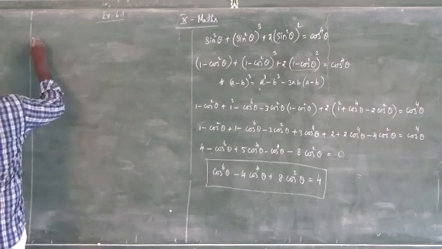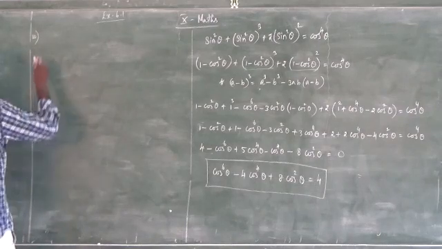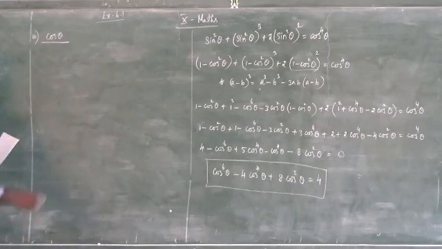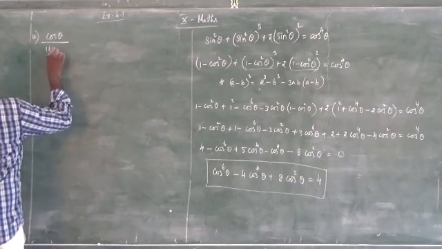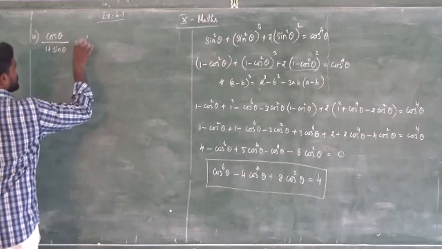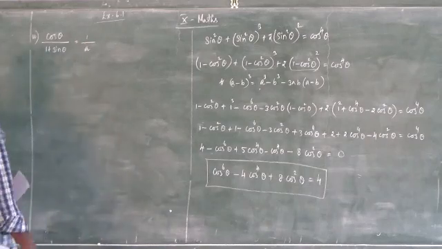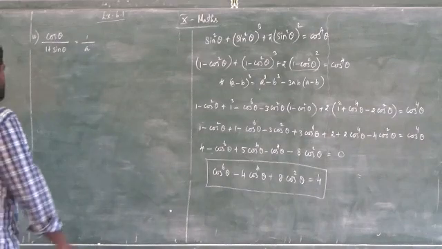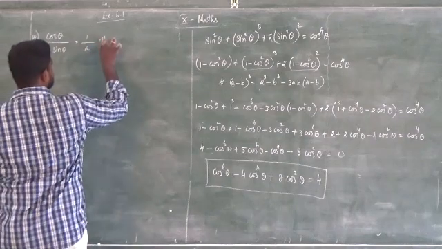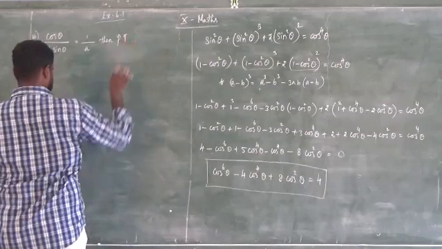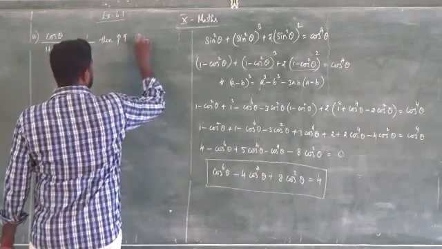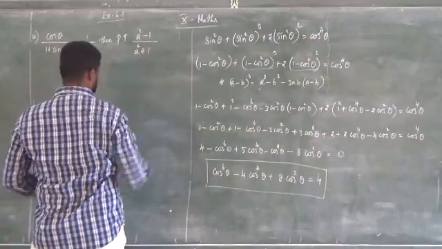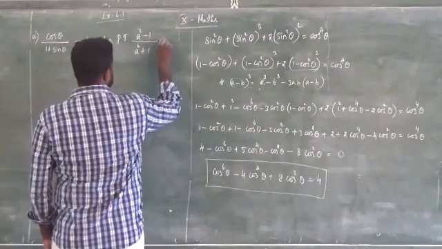Next, question number 10. The question is cos theta by 1 plus sin theta is equal to 1 by a. So this is the given value, cos theta by 1 plus sin theta equal to 1 by a. Then prove that a square minus 1 by a square plus 1 equal to sin theta.